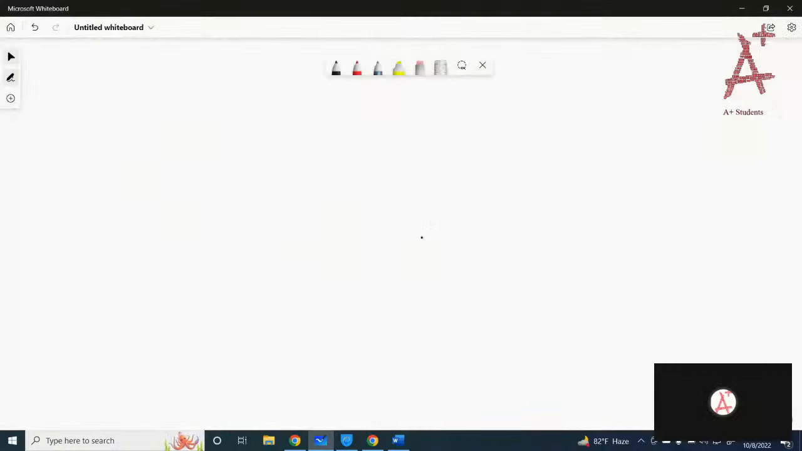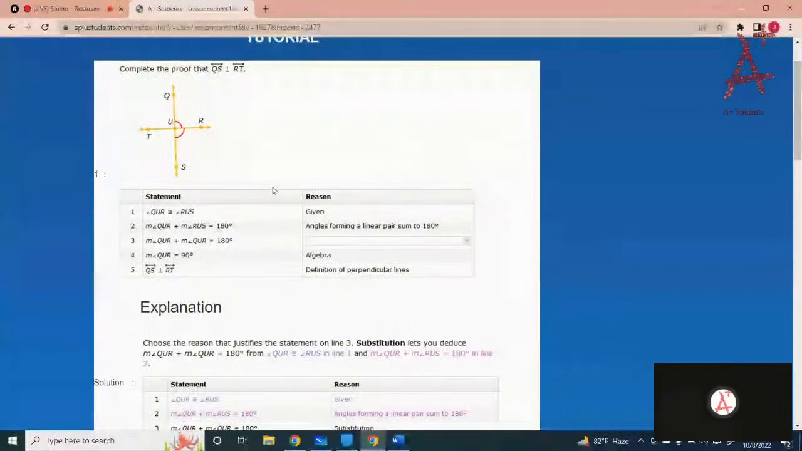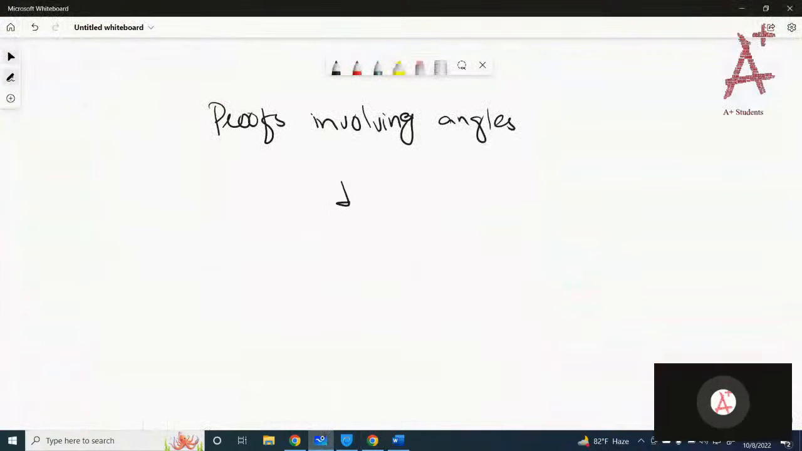Let me write down the topic name, that is proofs involving angles. Okay, let me go to the topic. Here is the topic, proofs involving angles. Complete the proof that QS is perpendicular to RT. Got it? This sign is for perpendicular.